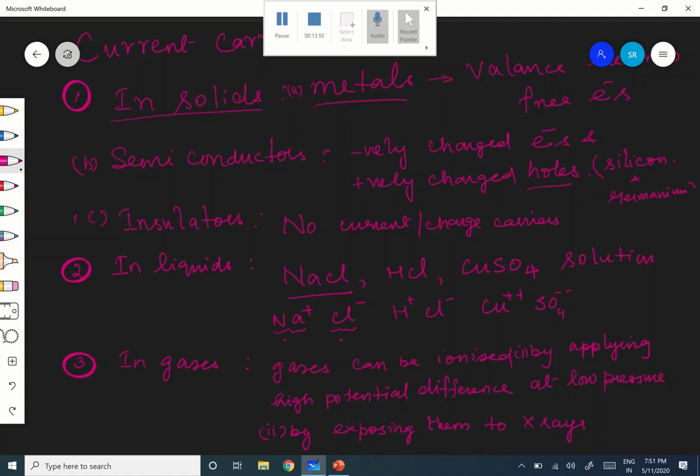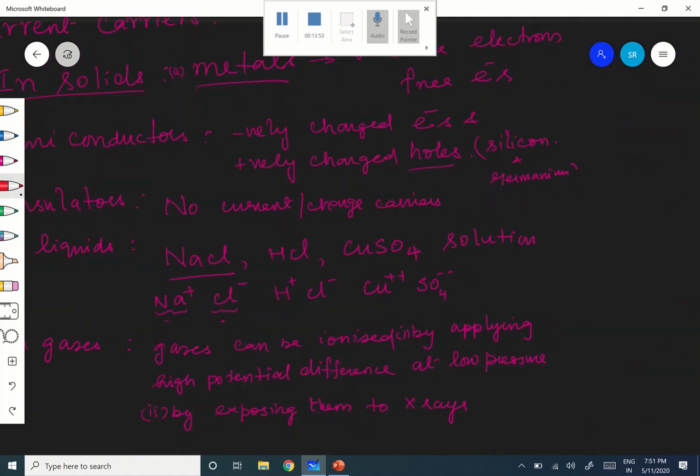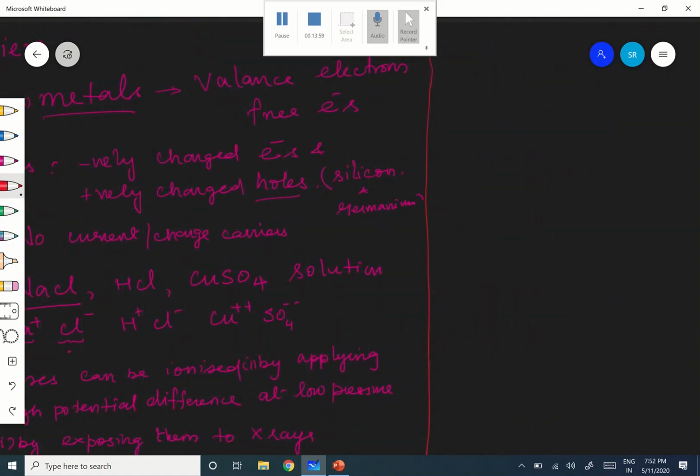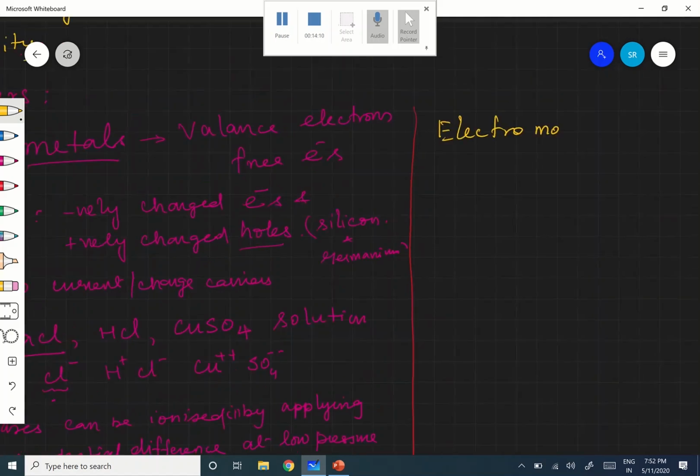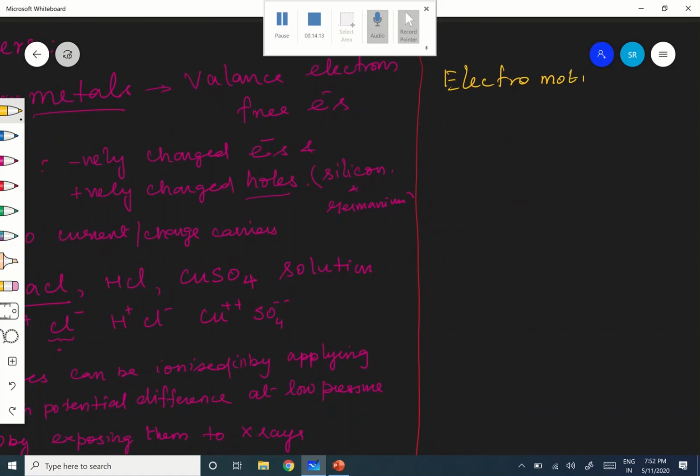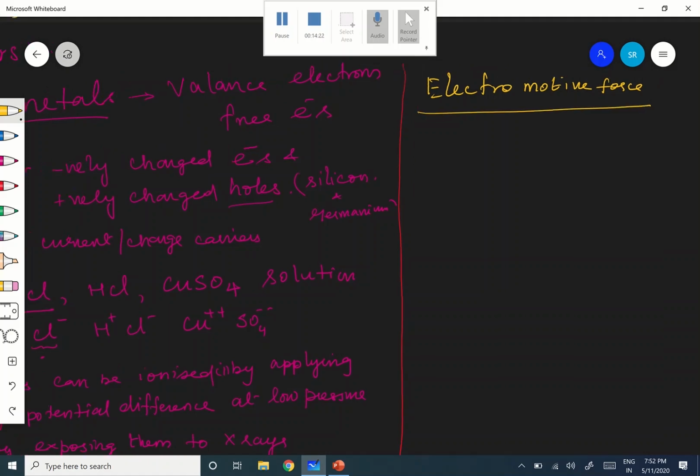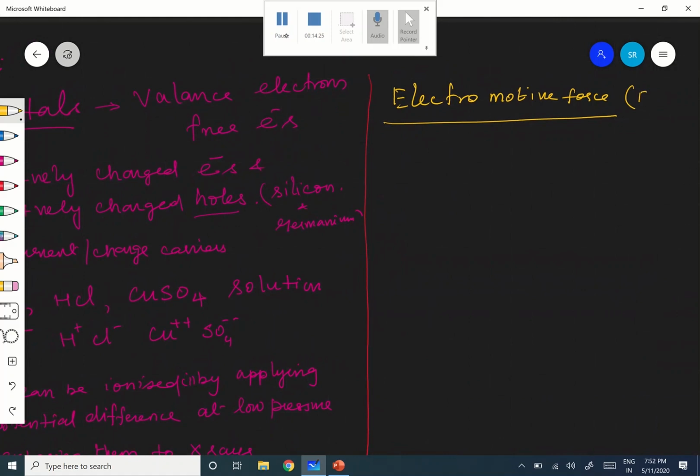Right. Now the next topic is what is called electromotive force. So what is electromotive force? It is also called EMF. Now we are going to see what it is.